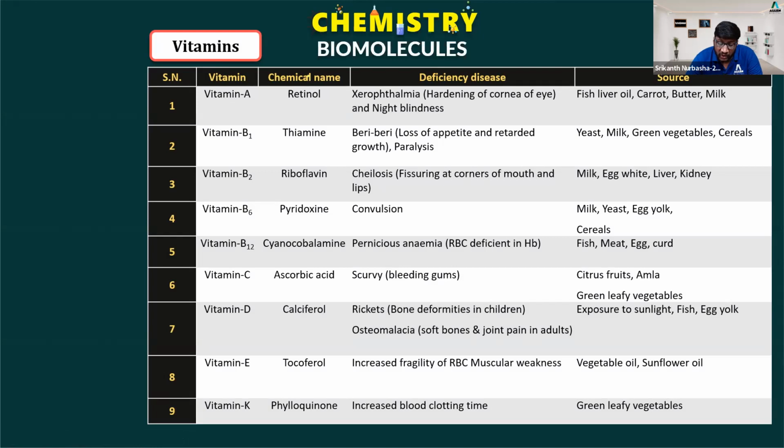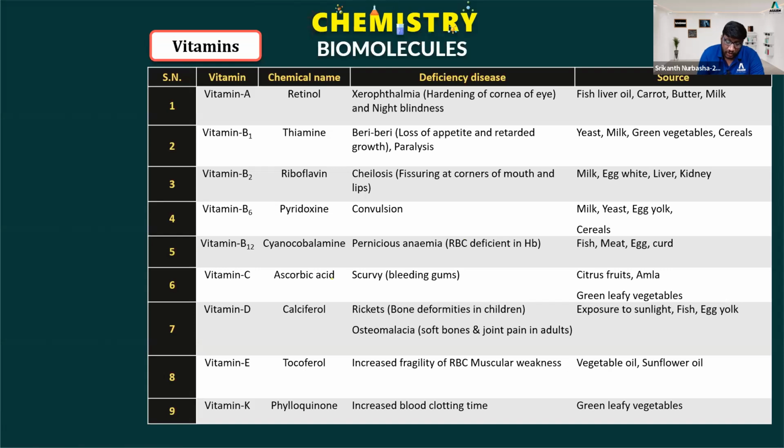Vitamin A, chemical name is retinol, and deficiency causes xerophthalmia, that is hardening of the cornea of the eye, which will lead to night blindness as well. Vitamin B1, thiamine, deficiency causes beriberi, loss of appetite, retarded growth, paralysis. Vitamin B2, riboflavin, cheilosis, that is fissuring at corners of the mouth and lips. Vitamin B6, pyridoxine, leads to convulsions. Vitamin B12, cyanocobalamin, pernicious anemia, that is red blood cell deficiency in the hemoglobin.